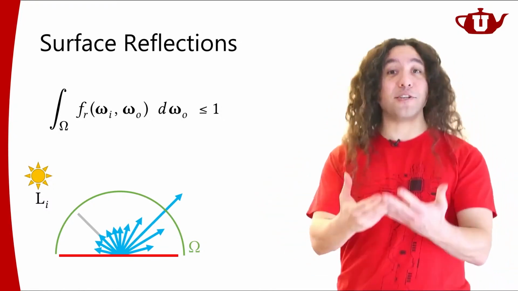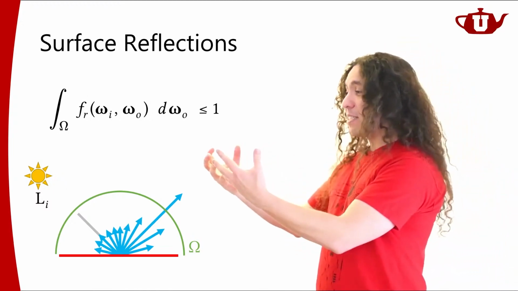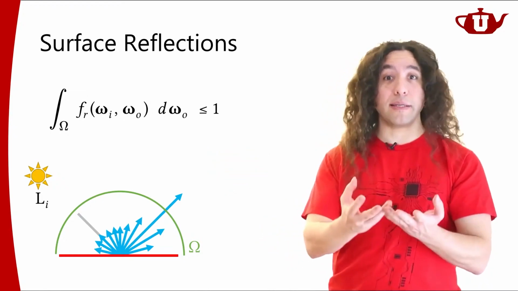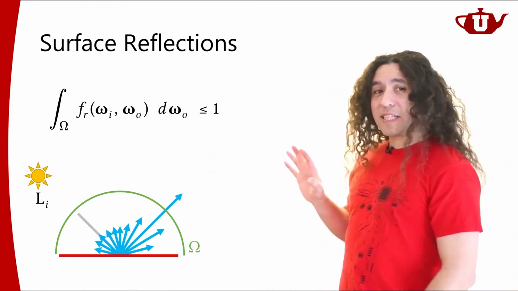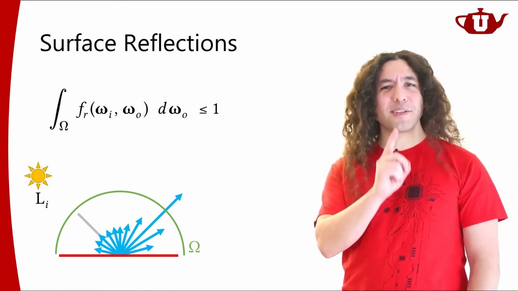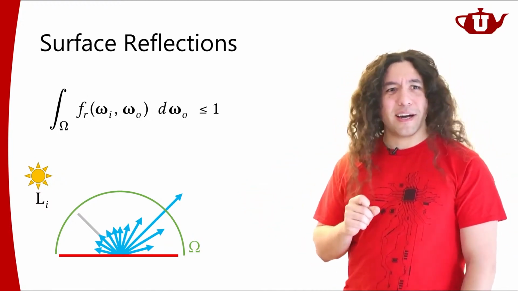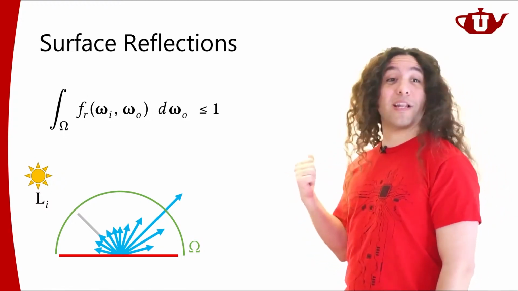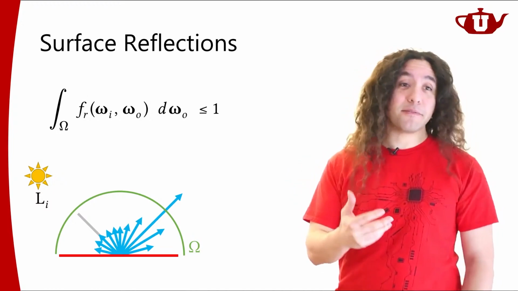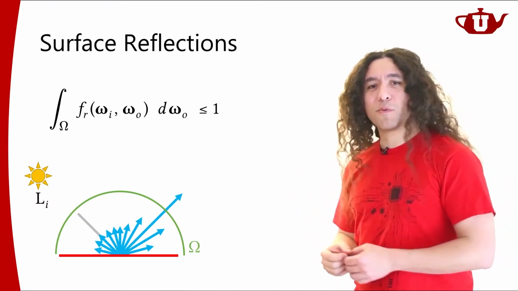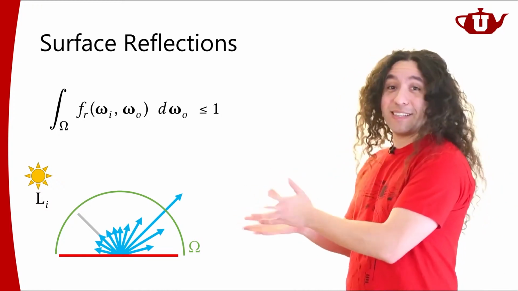That's basically saying that this function is energy conserving. So it's not receiving some light and emitting more light. Now, this is very typical for most materials, but not necessarily all materials. There are what we call fluorescent materials that can emit more light than they receive. But we're not talking about fluorescent materials. Typical materials will only reflect the light that they're receiving.